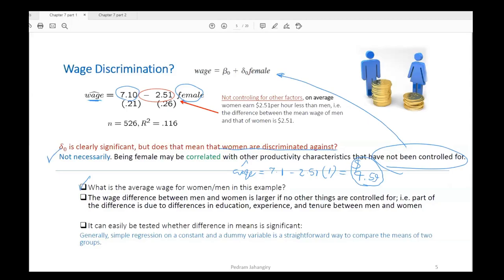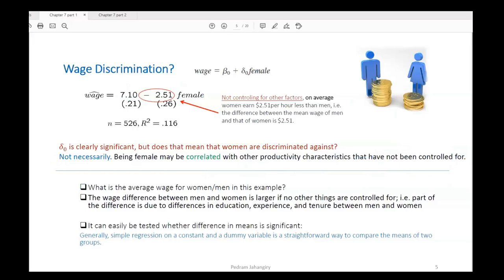What is the average wage for men? I just need to replace this with zero. So the average wage is going to be 7.1. And this is the case only if there is no other explanatory variable in the model. Because if I had education in the model, then that's not the average wage for men. That's the average wage for men only if education is equal to zero, or only if tenure is equal to zero. Does that make sense? Okay, so here, that's correct because there is no other explanatory variable in the model.